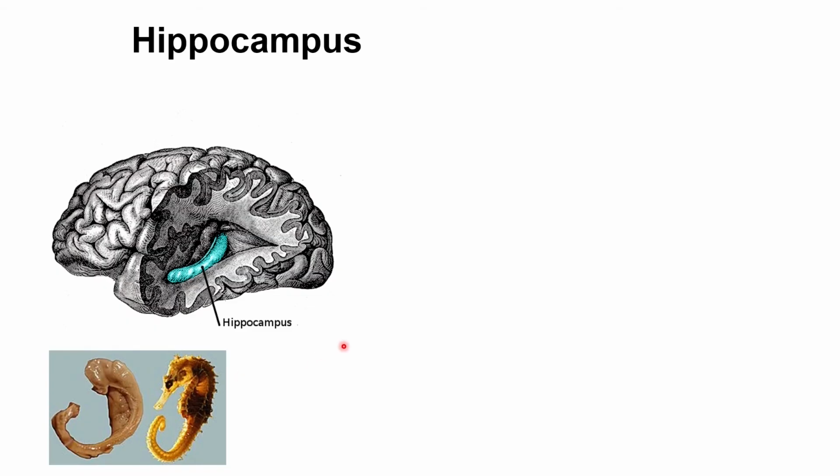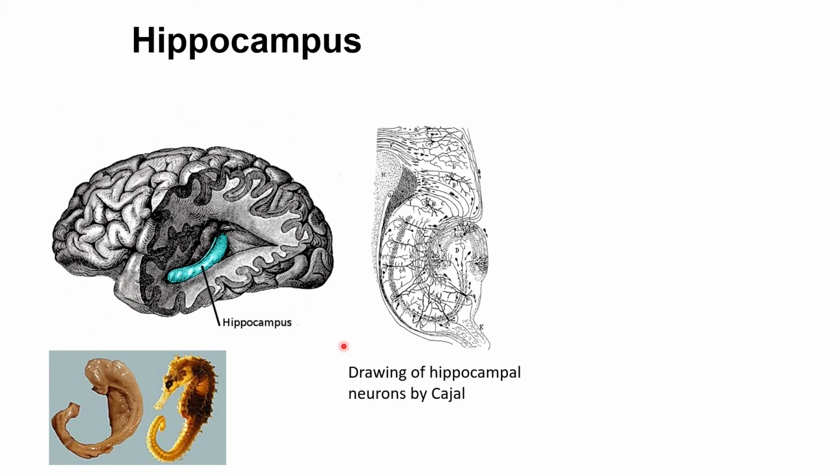Hippocampus is one of the most studied structures within the human brain or animal brain. The reason is that it is involved in two very important functions: learning and memory, and spatial navigation. This is a drawing of hippocampus made by Ramon y Cajal more than 100 years ago in such intricate detail. In the last 50 or so years, scientists have spent a lot of effort in trying to understand what kinds of neurons are present in hippocampus and how they function.